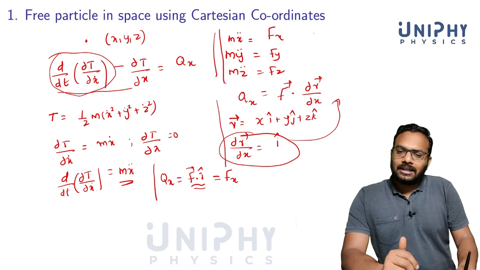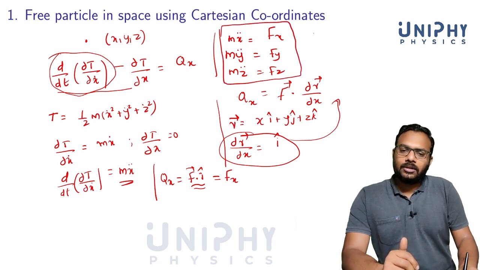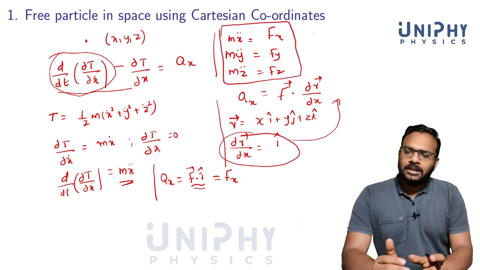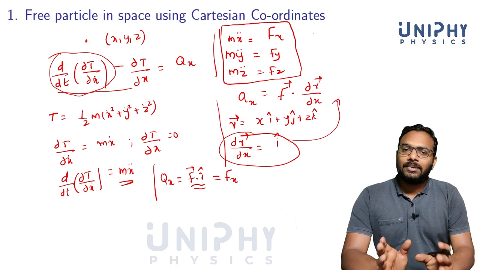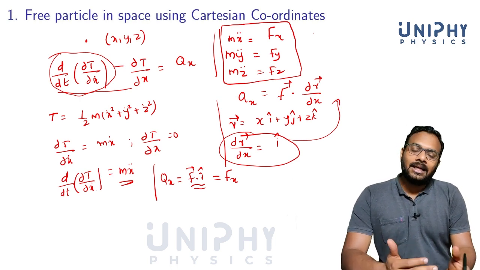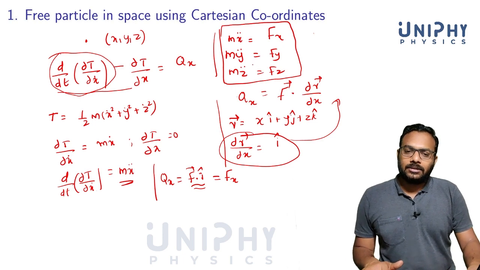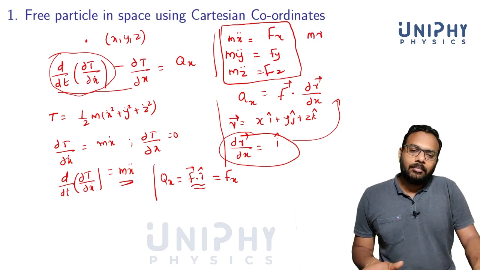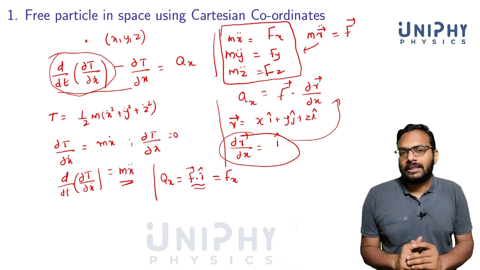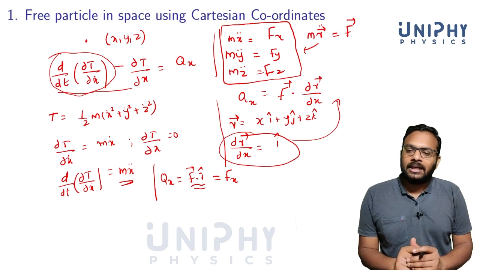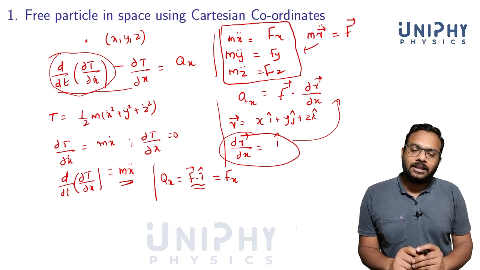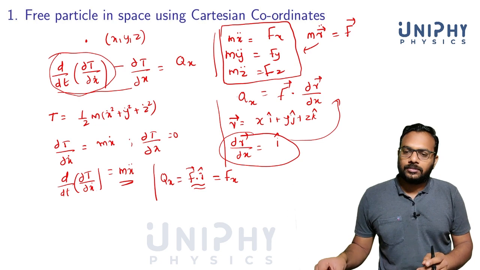Now these are nothing but the component form of Newton's equation. So we are just seeing that Newton's equation is completely equivalent to Lagrangian mechanics. Newton's equation we would have written as m r vector double dot is equal to F vector. If you write it in component form, you get three equations, one for each component, and that's exactly what we got using the Lagrangian formulation also. I hope that's clear.